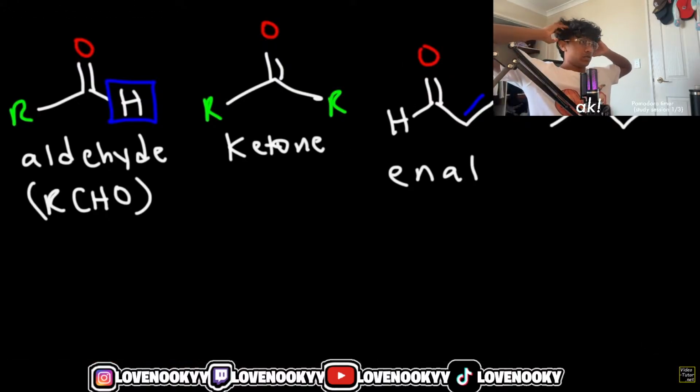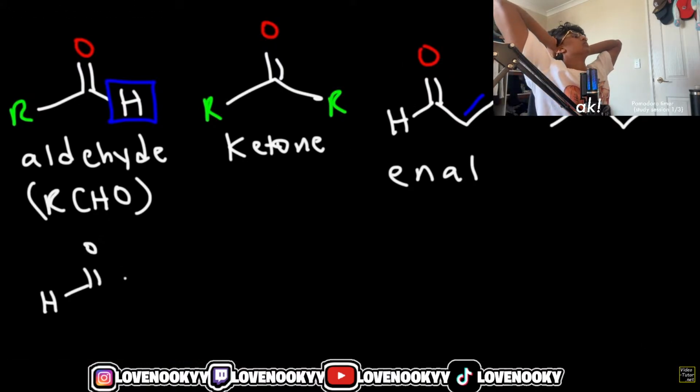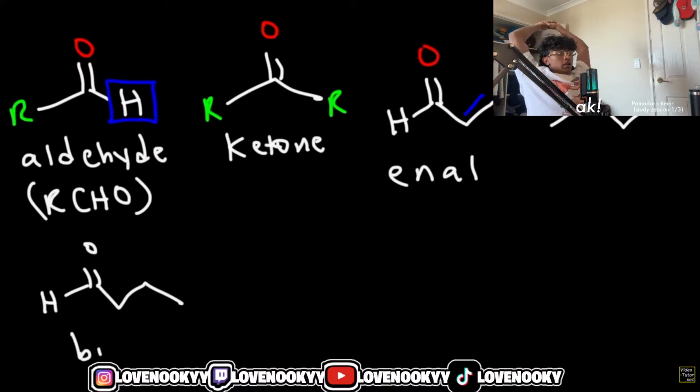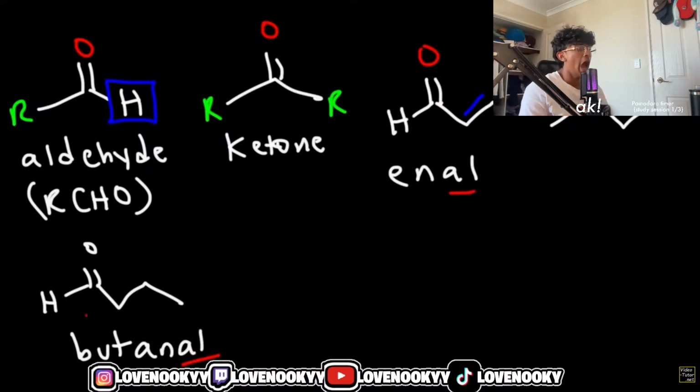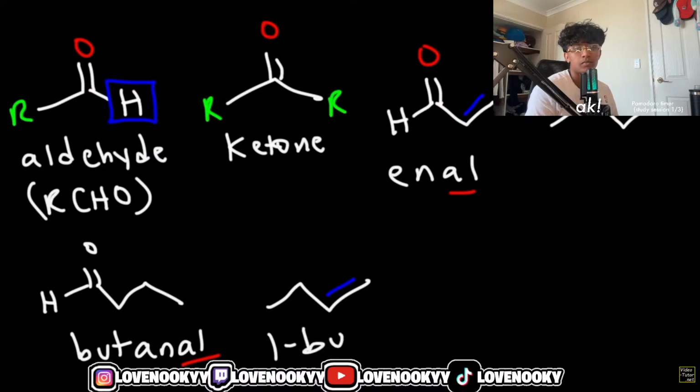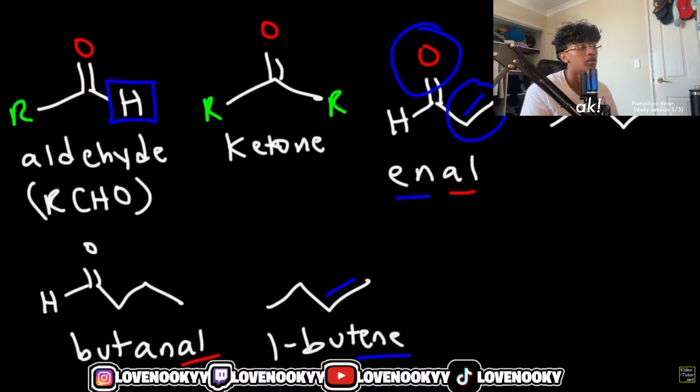Whenever you're naming an aldehyde, it ends in al. So for instance, this 4-carbon aldehyde is called butanal. So this suffix al, that's how you're dealing with an aldehyde. Whereas if you're naming an alkene, this is 1-butene. So ene is for the alkene. Here we have an alkene and an aldehyde, so it's called enal.